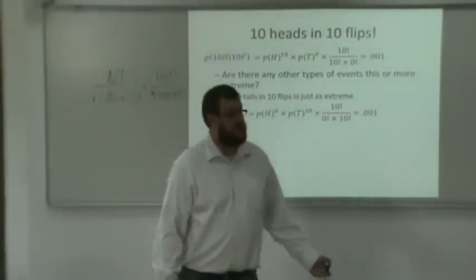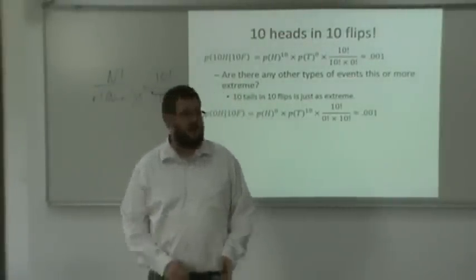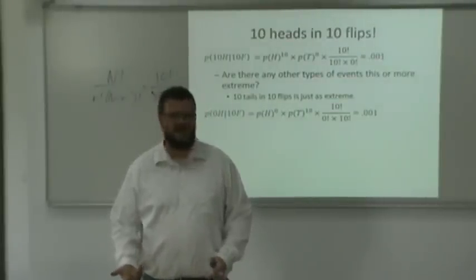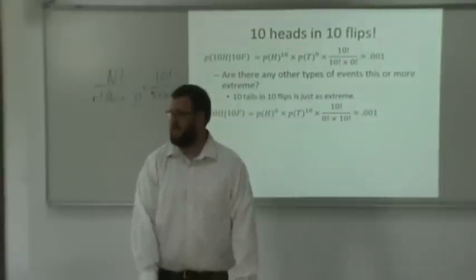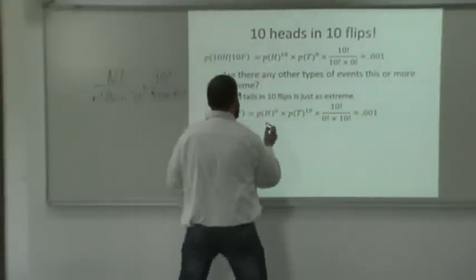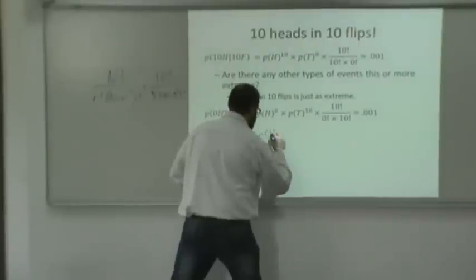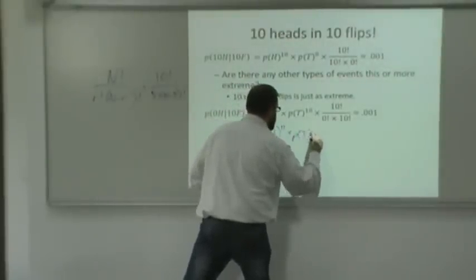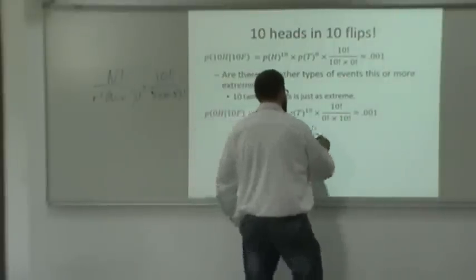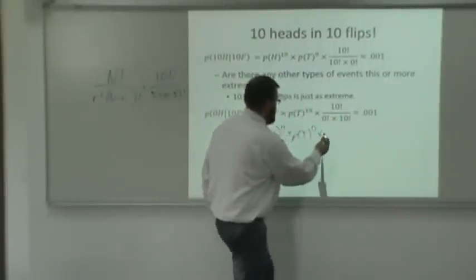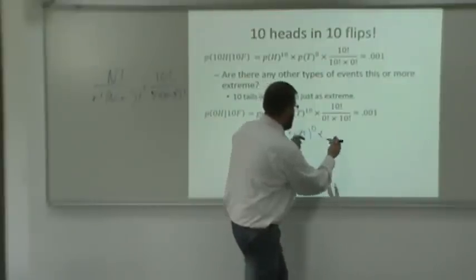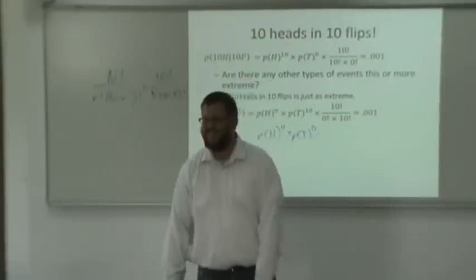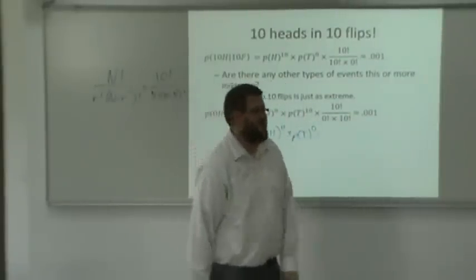11 heads in 10 flips would be more extreme, right? If you observed 11 heads in 10 flips. But what's the probability of that? 0. That's exactly right. We could say, okay, p heads to the 11th times p tails to the 0 times this. I would not do that. But how many times would you observe it? You wouldn't observe it any times, right?